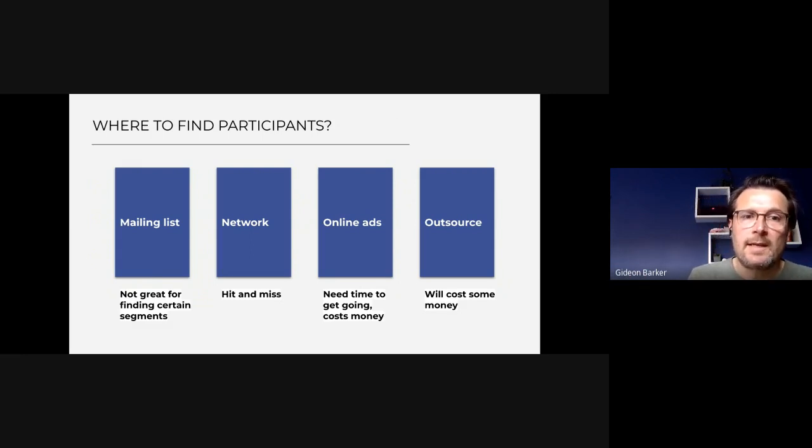Perhaps not. Online advertising, I personally haven't used this approach, but I know if you're comfortable with online ads and you're running campaigns, that might just be an easy way of targeting people and encouraging them to take part in research. Or you can outsource it.